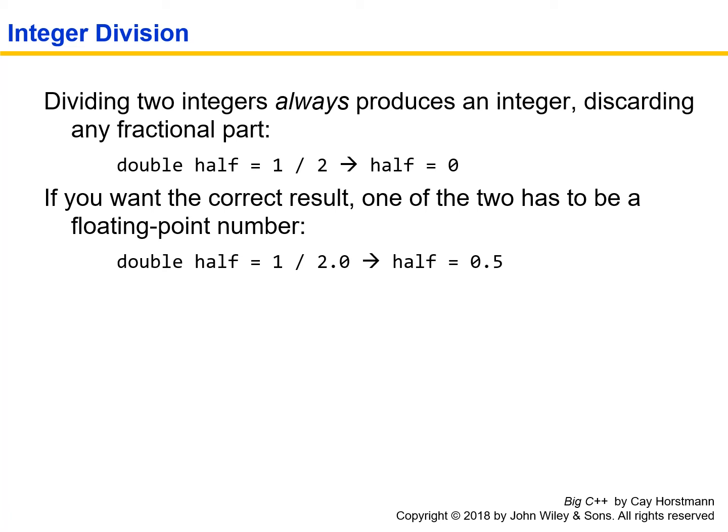If you want the correct result, one of the two has to be a floating point number. So I can say double half equals 1 over 2.0, and now half is going to be what I intended it to be, 0.5.